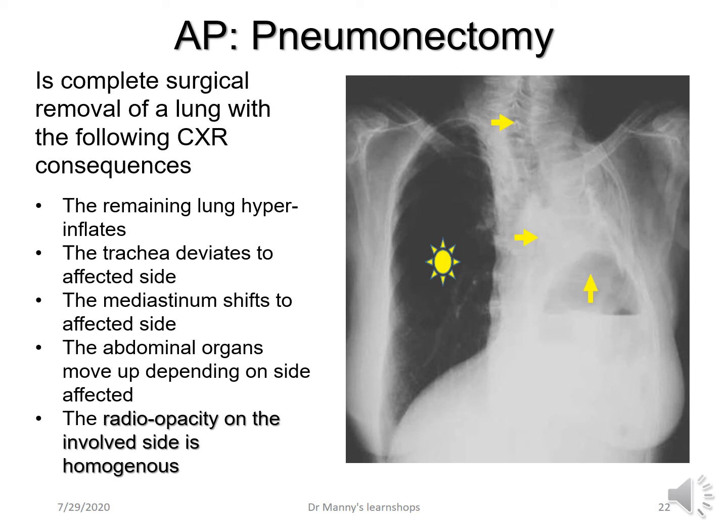The remaining lung hyperinflates, compensates. The trachea deviates to the affected side because there's nothing stopping it from moving. The mediastinum shifts for the same reason. Abdominal organs seem to move up, push onto the diaphragm, up into that affected side, and the radiopacity that's involved on the side is homogeneous. You may even see staples or sutures on the chest X-ray.